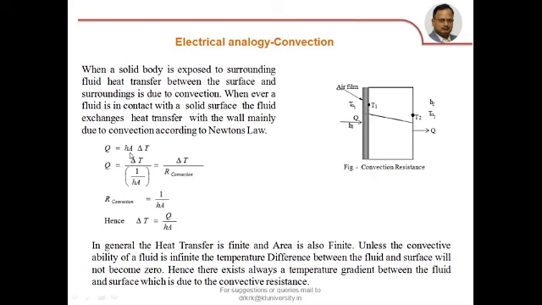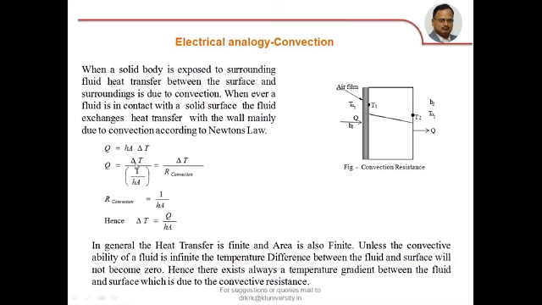Look at this equation, Q equal to hA delta T, which can be rewritten as Q equal to delta T divided by 1 by hA. This hA is taken to the denominator. Again, this Q is analogous to current flow, and this delta T is analogous to voltage difference, and in the place of electrical resistance, in the denominator you have convection resistance.